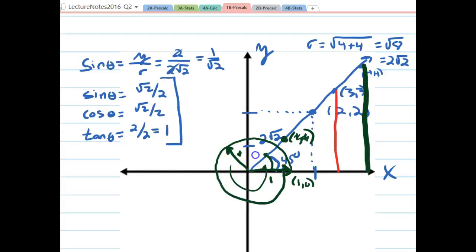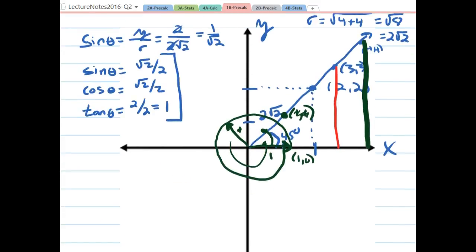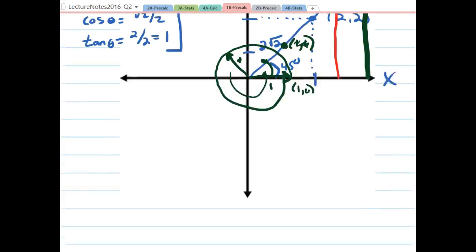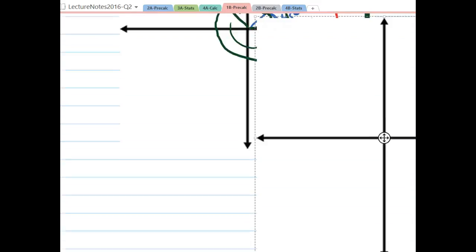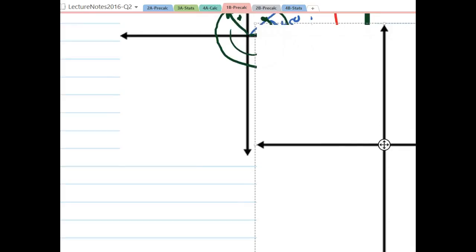There's a smiley face. How about that? That wasn't on purpose. But anyway, so we take this radius of length 1 and we rotate it and we make the unit circle. That's what it's all about. So let's go to a unit circle and we'll get rid of the happy face there.